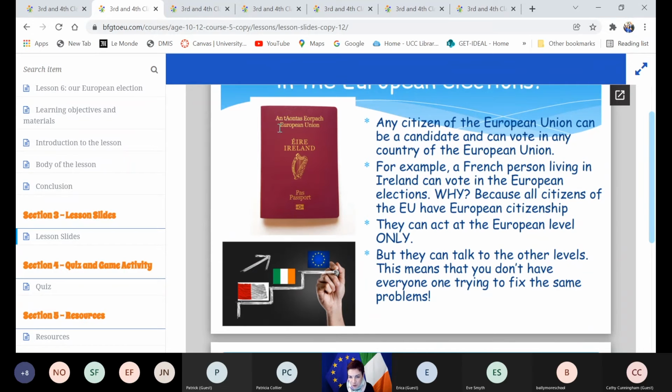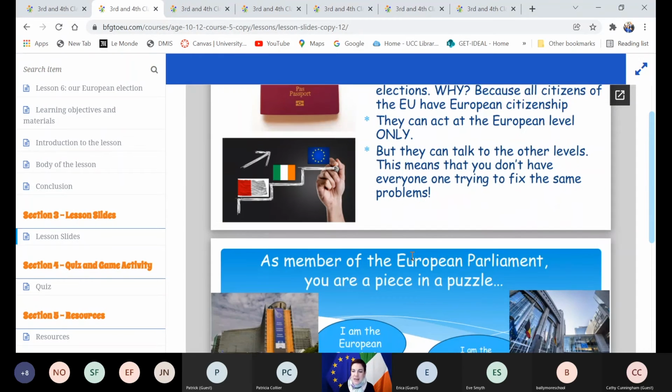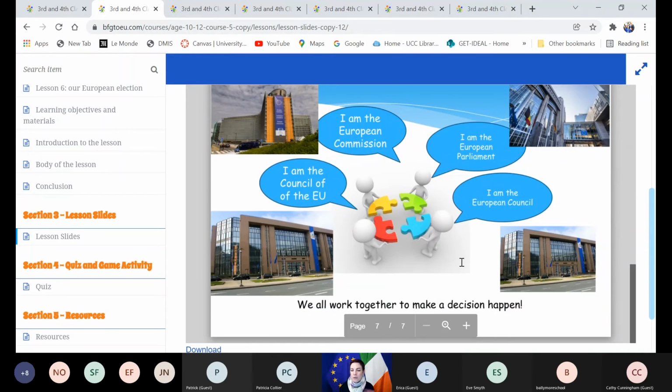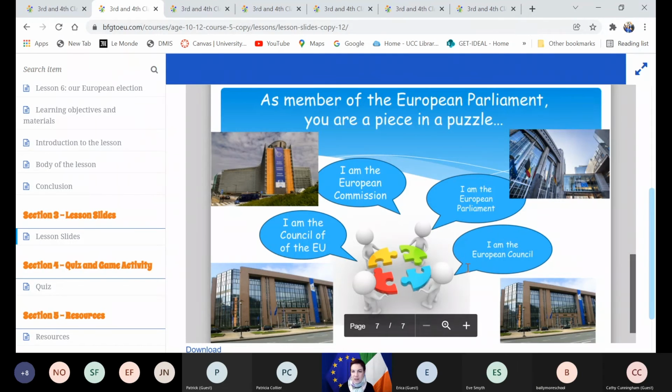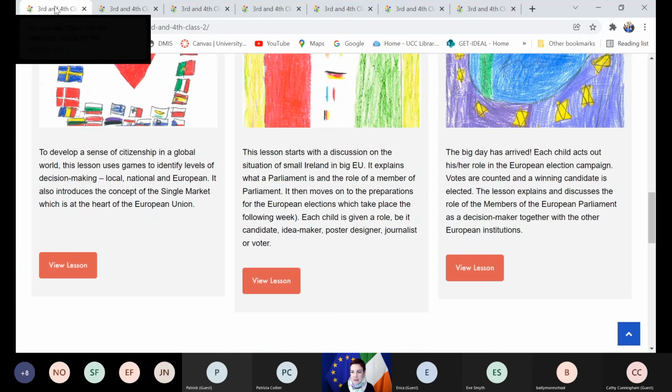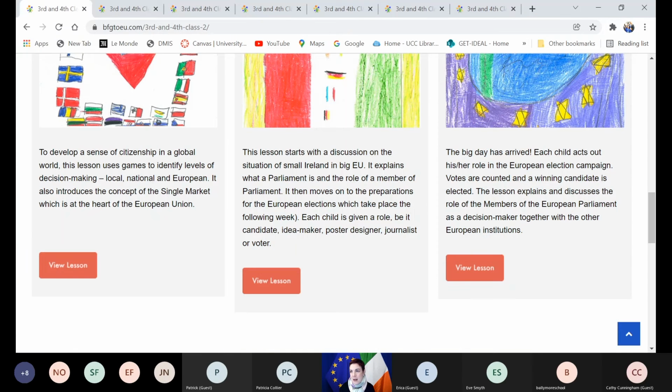It's important to show the passport, which at the top always states the European Union before the country. And here I'm just briefly introducing, but there's no hassle if you don't want to do it, the different institutions, that there's not only the European Parliament, but there are other people that are trying to put the pieces together to make decisions. So that's it. That's the 6 lessons.